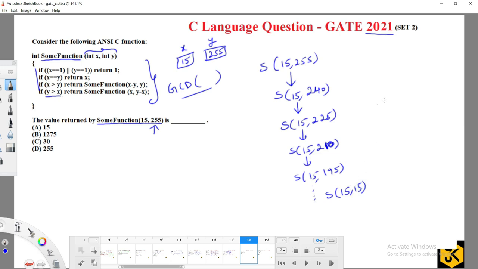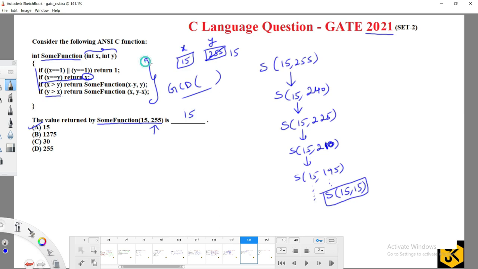Is 195 perfectly divisible by 15? Yes, so you are going to get S of 15 comma 15 as a recursive call. And now the x value is 15, and the y value is also 15. When both are the same, it is simply going to return the value of x. What is the value of x? 15. So your answer will be 15.